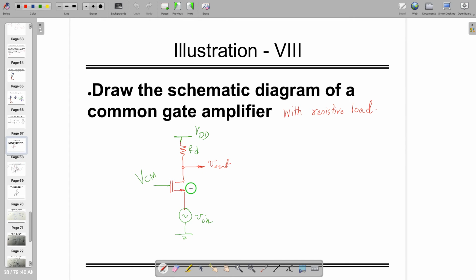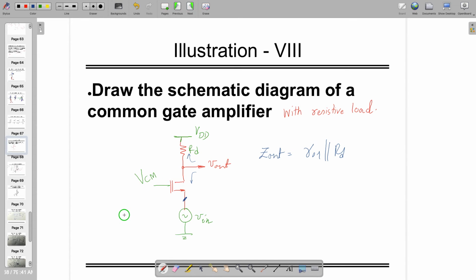You have to tell me two impedances. One is on the source side, one is at the output side. The output side is easy, right? Can you find out the output impedance? Output impedance will be measured at the output. It is ro in shunt with RD, right? So this side is ro, this side RD.